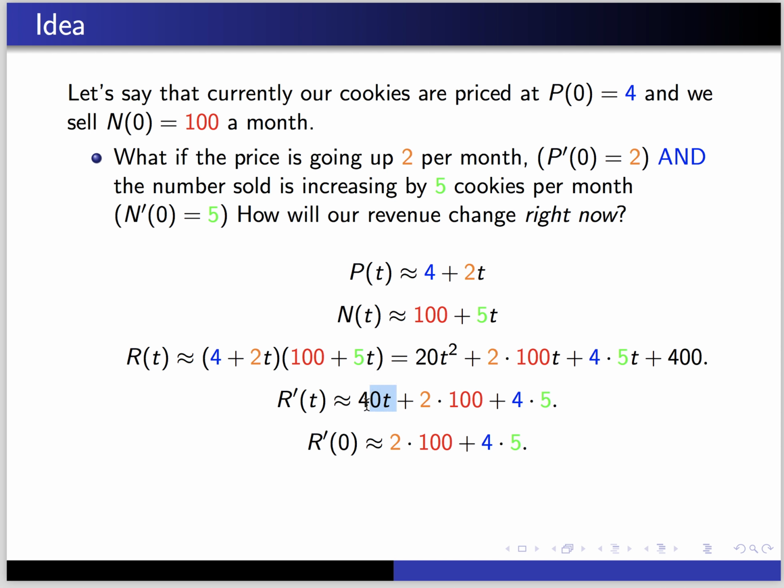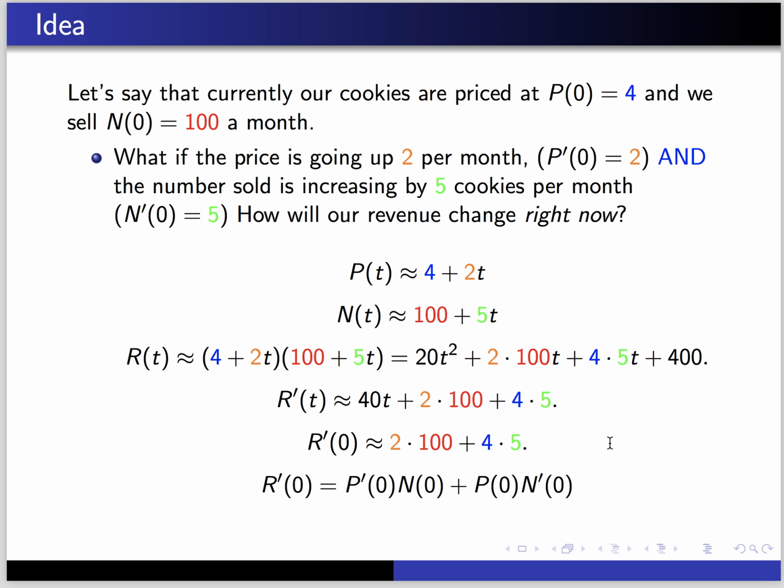And when I do that, this 40t is going to go away. And what are we left with? We're left with 2 times 100 plus 4 times 5. Hey, that's what we thought it was. We're seeing that 200, which is the orange number times the red number. So that's the derivative of p times n. And then we get the blue number times the green number, which is going to be our price times the derivative of the number. So sure enough, this gave us exactly the product rule.